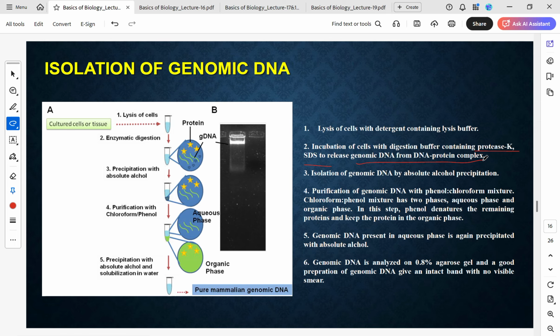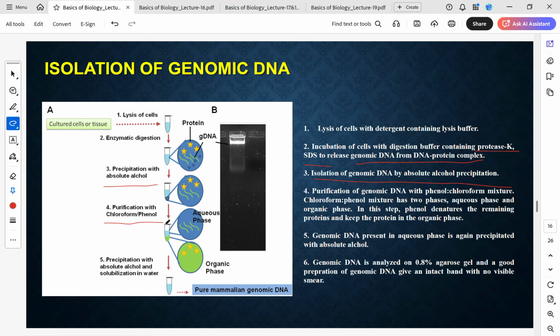DNA may not be present in isolation. It is present with other proteins such as histones, which mediate the structure of the DNA within the nucleus. So therefore you need to disrupt this DNA protein complex to get just the genomic DNA. Then you isolate the genomic DNA by absolute alcohol precipitation, but this precipitation is not 100% efficient. There is some protein always present after this step. To clear out this protein contamination, you purify it with chlorophenol solution.